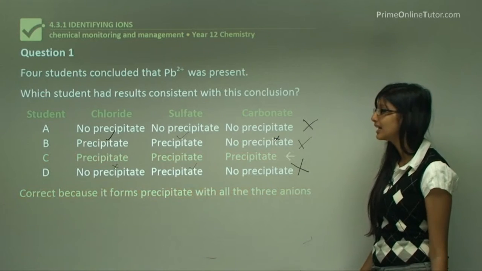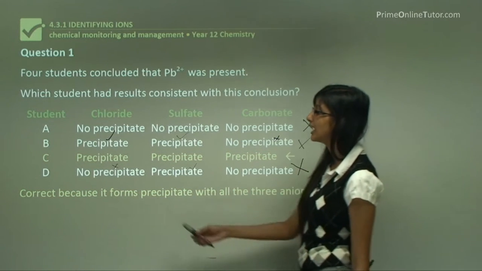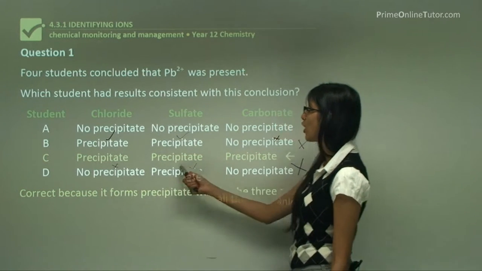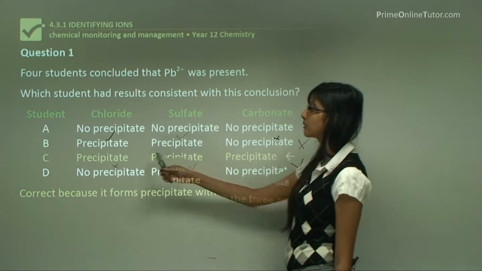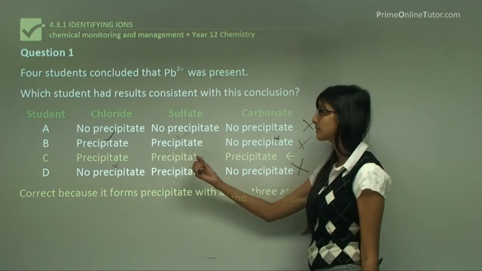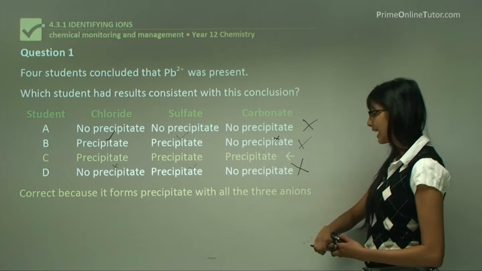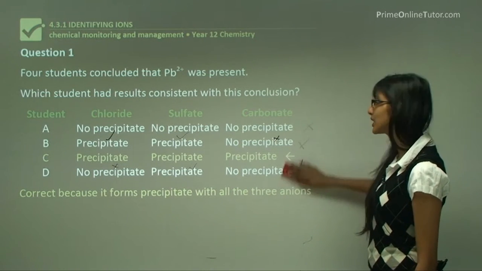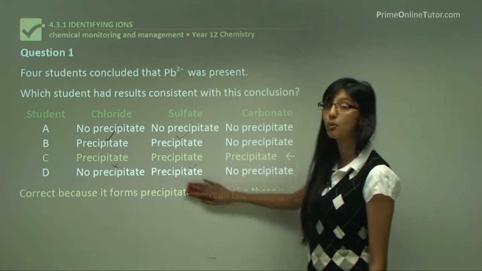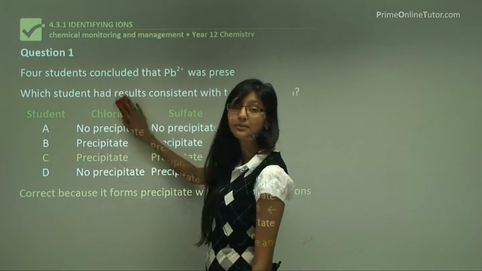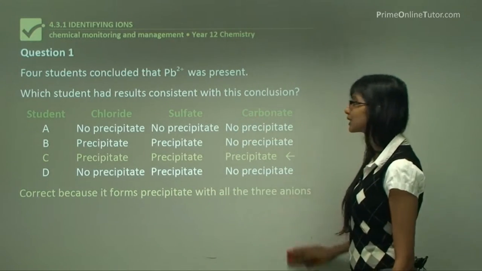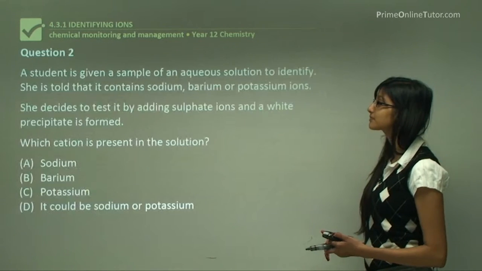And why is that? Because in C, they tell us that lead forms a precipitate with all these anions. So it forms a precipitate with chloride, it forms a precipitate with sulfate, and it forms a precipitate with carbonate. Hence, our answer is C, because we know that lead forms a white precipitate with these three types of anions. Now let's move on to question 2.